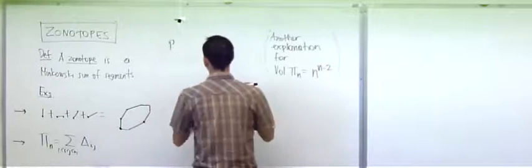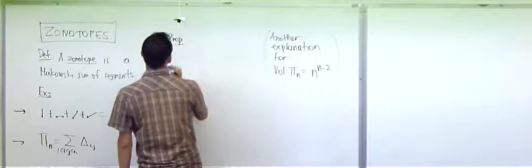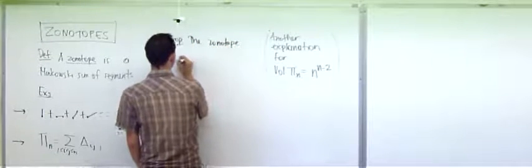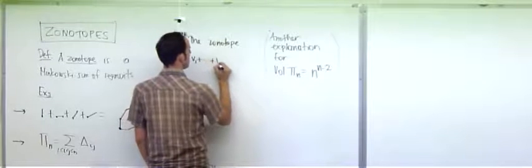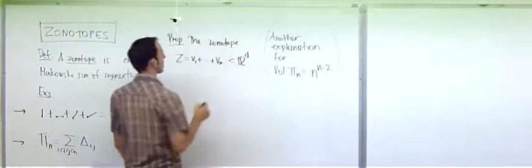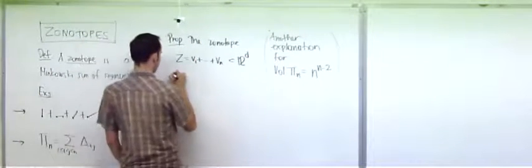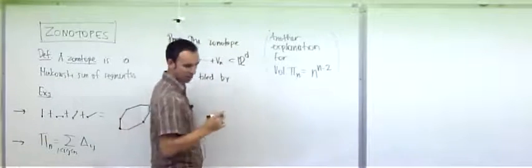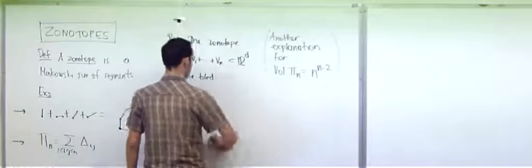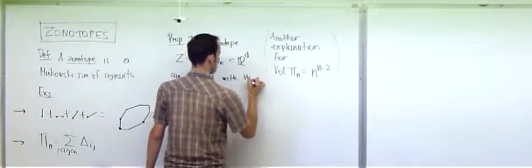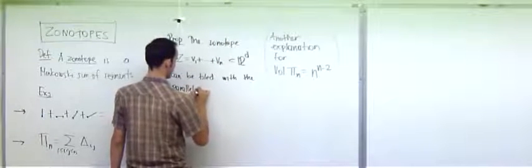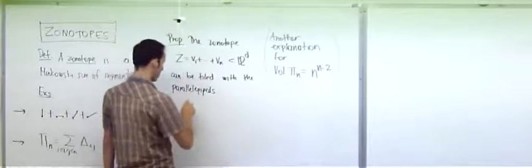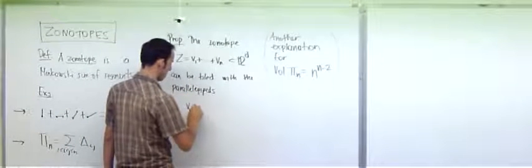So here's a nice proposition. The zonotope, let's call it Z, the Minkowski sum of segments V1 up to Vn in Rd, can be tiled by parallelepipeds. What you're going to do basically is you're going to look at every d-tuple of these, let's say vi1 up to vid.